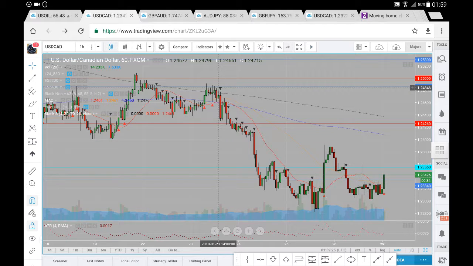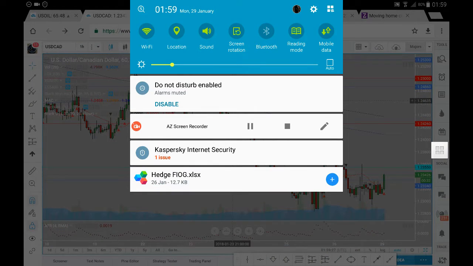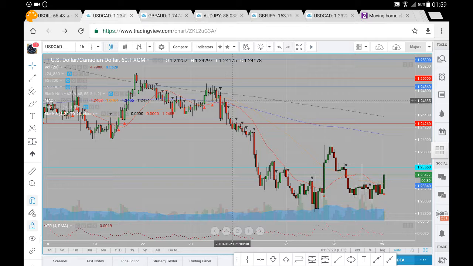So this is USDCAD analysis for Monday, the 29th of January. Now, let's have a look at what happened with prices and where prices may likely go. What we did see is we had some descending resistance here off the 400 period moving average. As we can see here, we've had a rejection, a pullback up and a rejection.